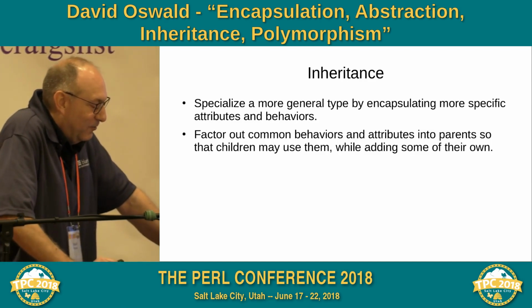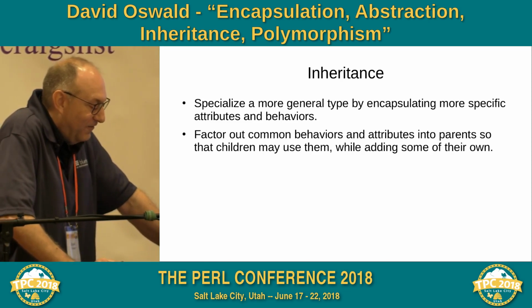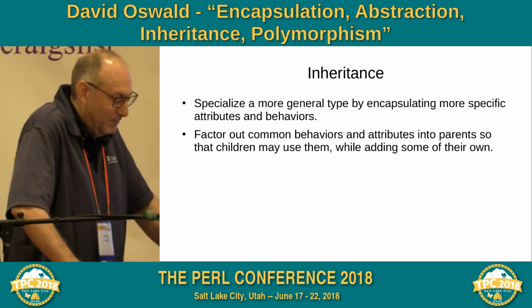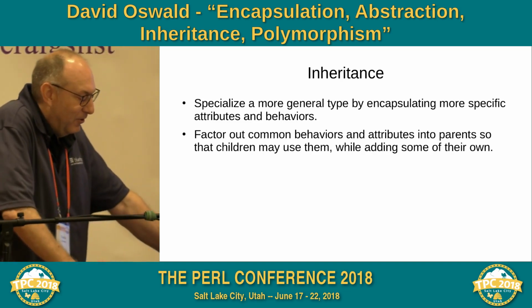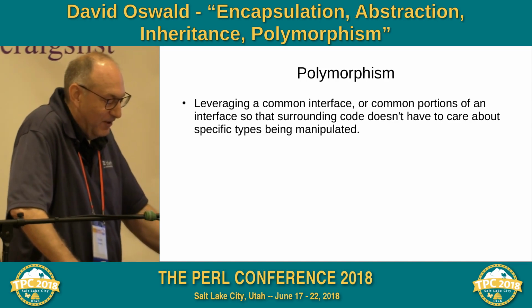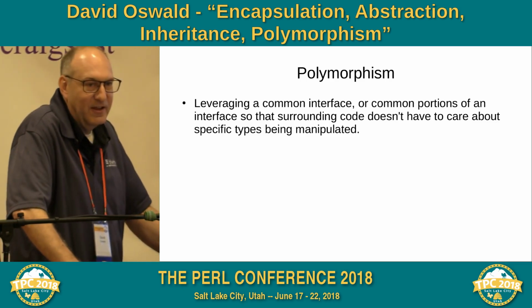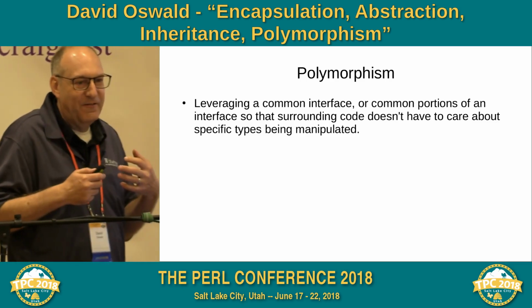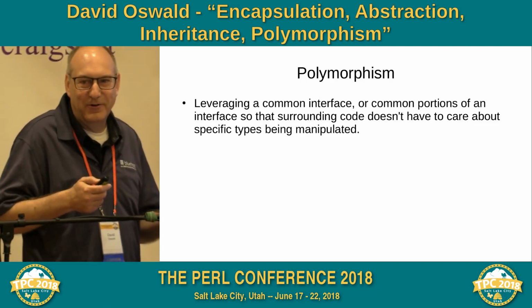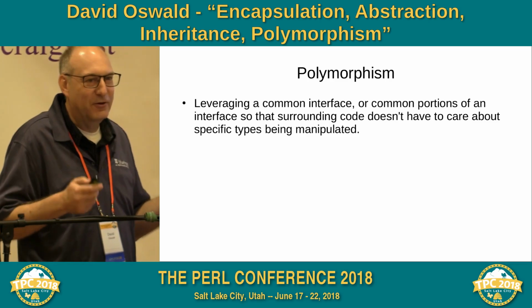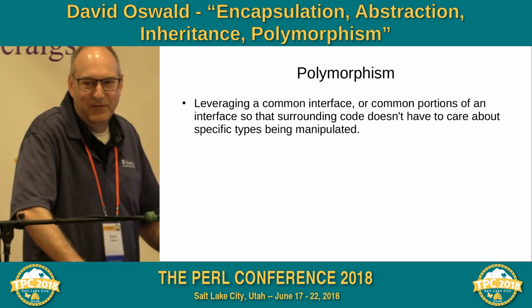Inheritance is to specialize a more general type by encapsulating more specific attributes and behaviors, and to factor out common behaviors and attributes into parents that children may inherit from. And polymorphism is leveraging a common interface or common portions of an interface so that surrounding code doesn't have to care about what specific types are being implemented. In my world, if I ever have to say if server type equals CentOS, for example, or if server type equals shared, then I have code smell, because that should be encapsulated into my server classes or my server subclasses.